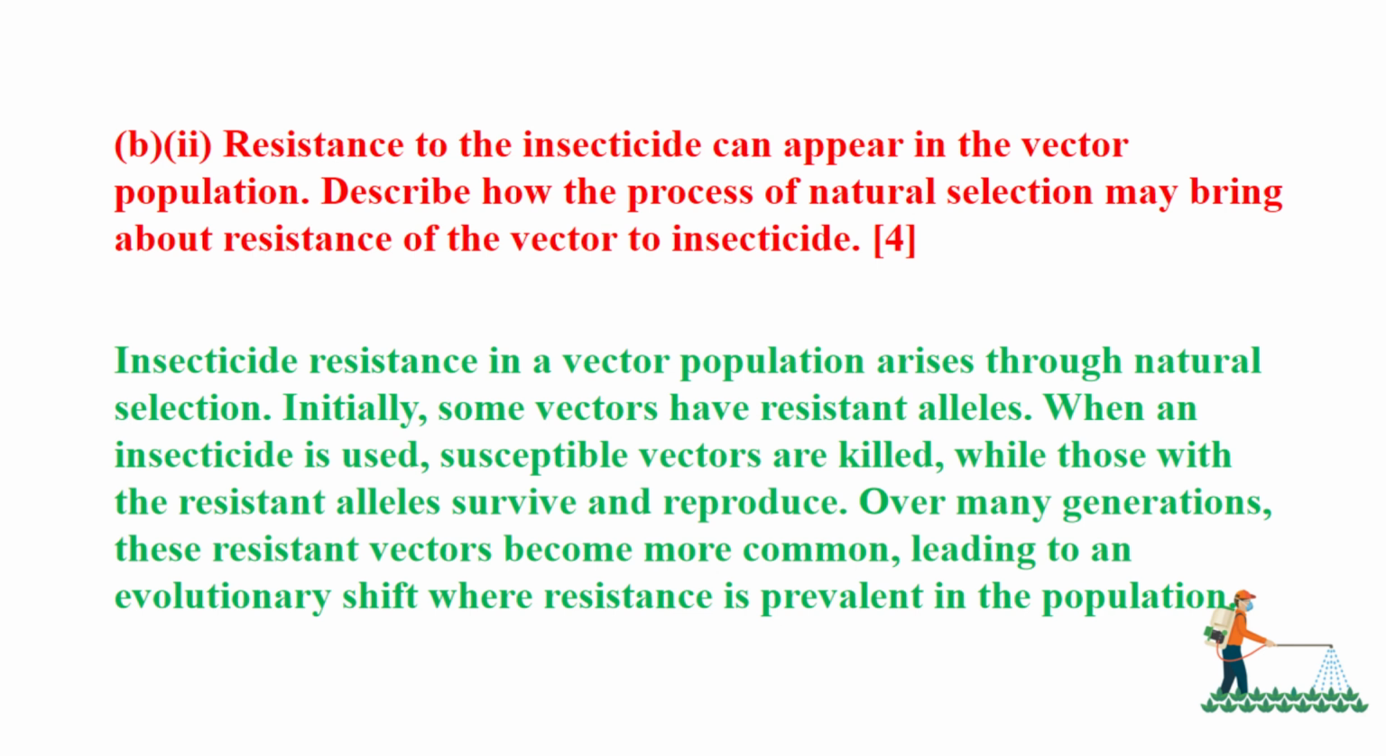Part B, Part 2 states that resistance to the insecticide can appear in the vector population. Describe how the process of natural selection may bring about resistance of the vector to insecticide. Insecticide resistance in a vector population arises through natural selection. Initially, some vectors have resistant alleles. When an insecticide is used, susceptible vectors are killed, while those with the resistant alleles survive and reproduce. Over many generations, these resistant vectors become more common, leading to an evolutionary shift where resistance is prevalent in the population.